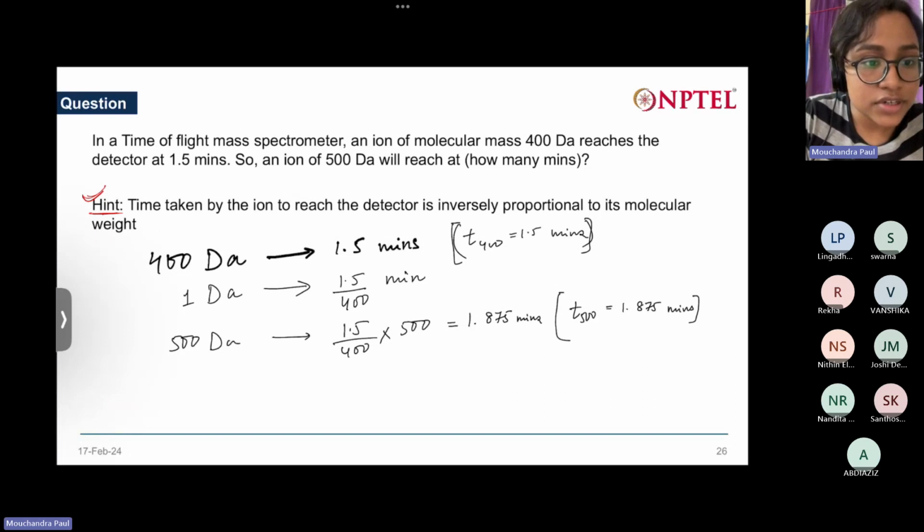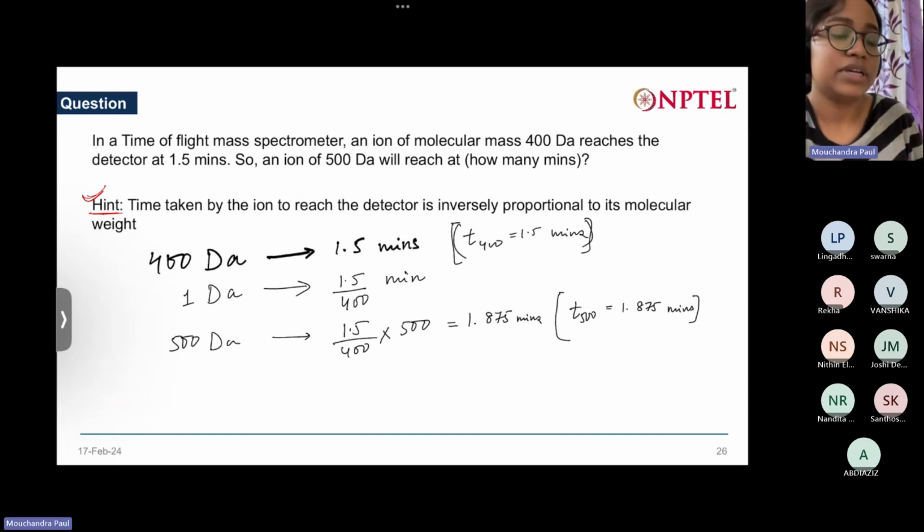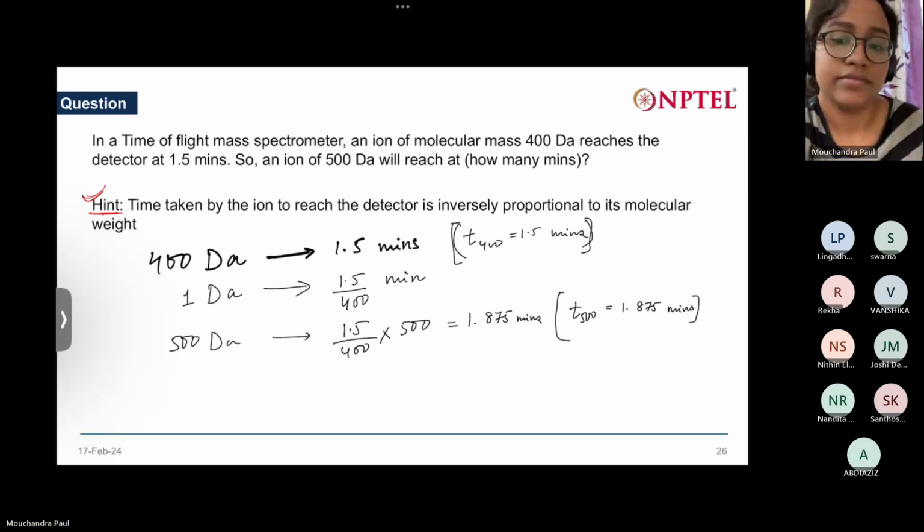The question is question number 7. So time is proportional to molecular weight. B should be the correct answer. Now let's see what is marked correct, because this assignment is not yet solved. Once it is evaluated, then maybe we can have more discussion on this particular topic. Okay.